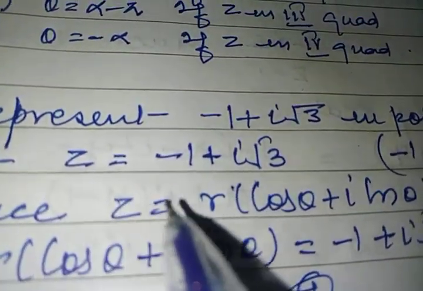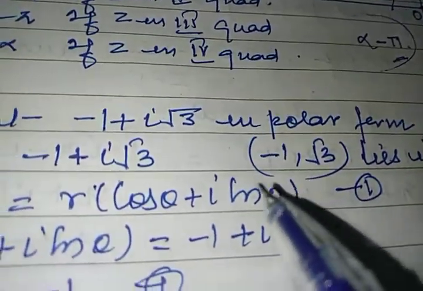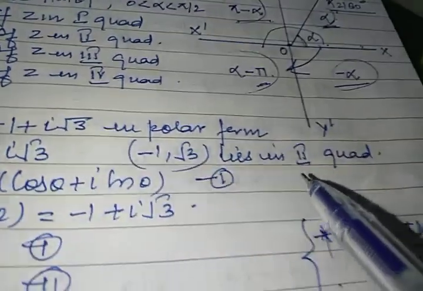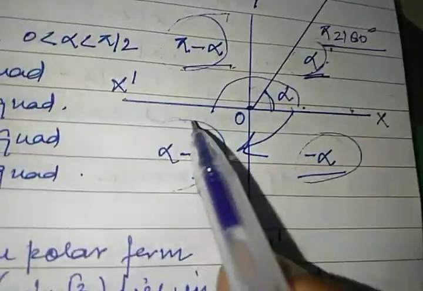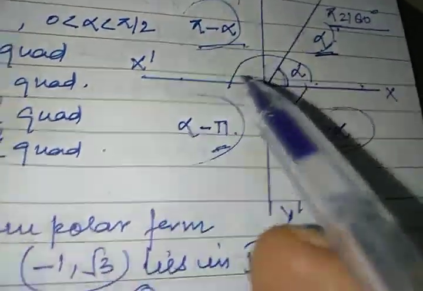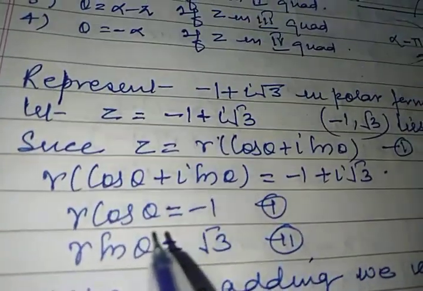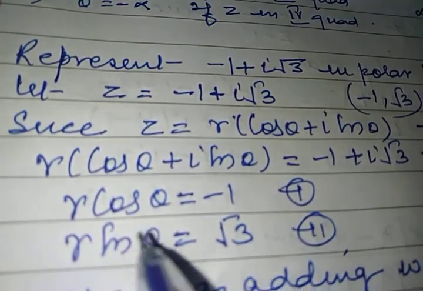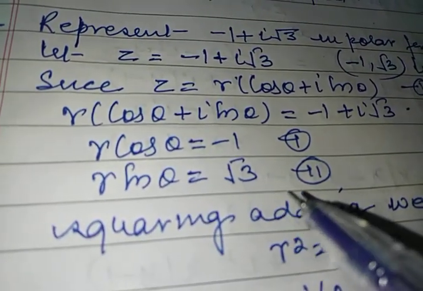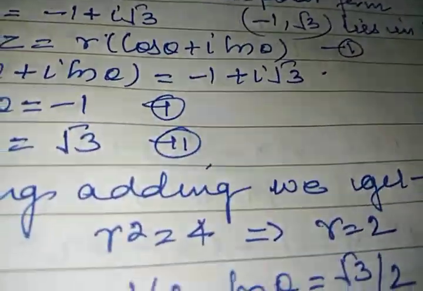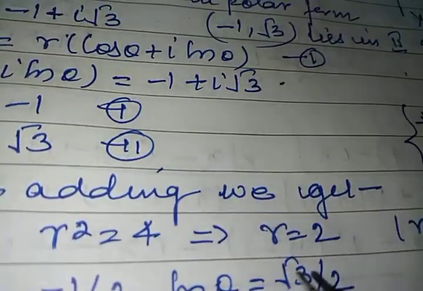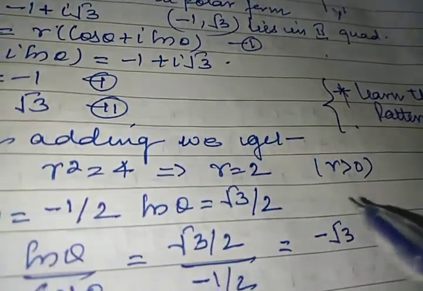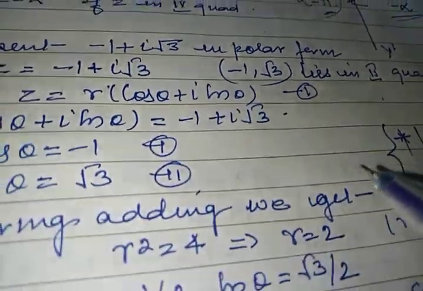Now see, one question, and it will all be clear to you. Represent minus 1 plus i root 3 in polar form. So z is equal to minus 1 plus i root 3, that is minus 1 and root 3, which lies in the second quadrant, so x will be minus and y will be plus. Comparing with z equals r(cos theta + i sin theta), we have r cos theta equals minus 1 and r sin theta equals root 3. Squaring and adding, we get r squared equals 4, and r will be taken as 2, not minus 2, because r is always greater than 0.